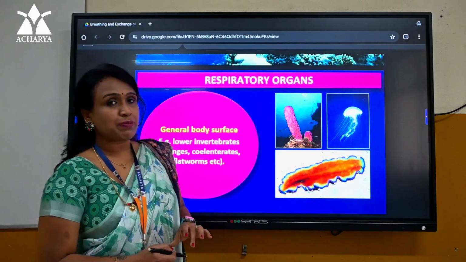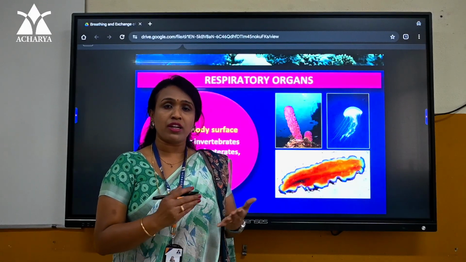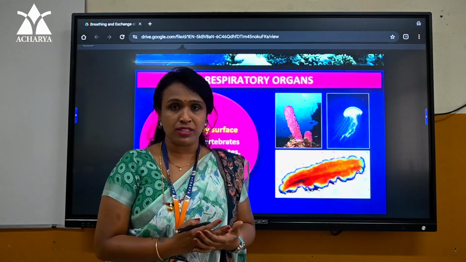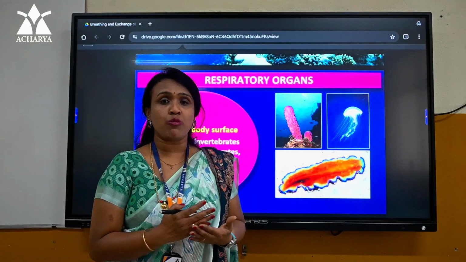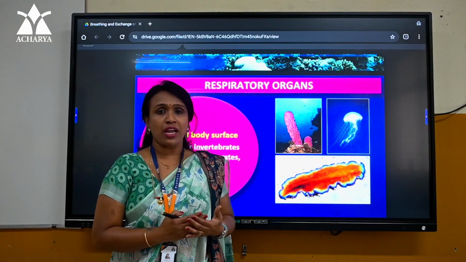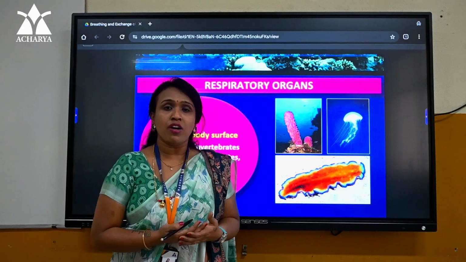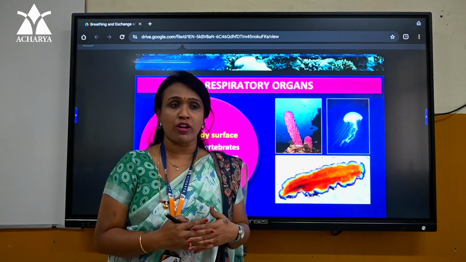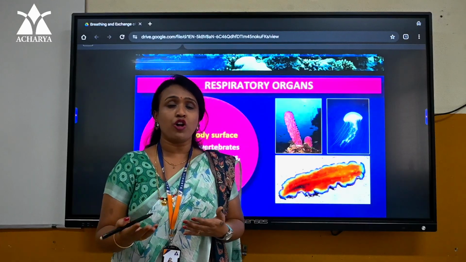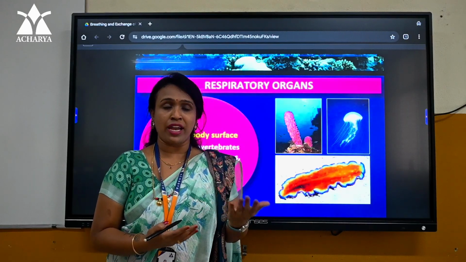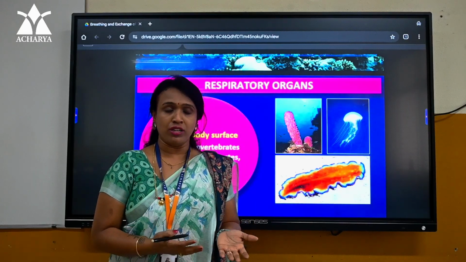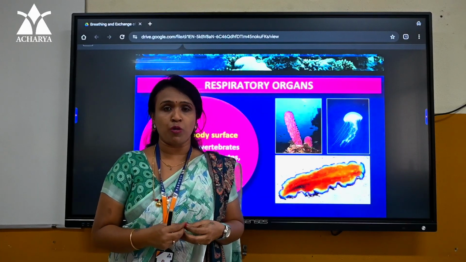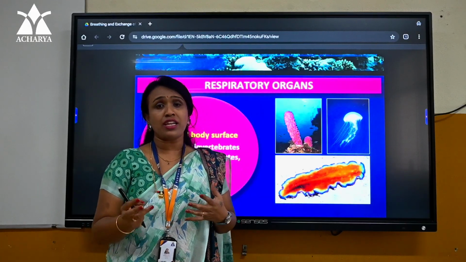And coming to the respiratory organs, these are the structures which are involved in exchange of gases, that is breathing, and they vary from organism to organism. If we consider a moist habitat where organisms such as frogs, leeches or annelids live, in those organisms we see a moist skin or moist cuticle. So that is an example.